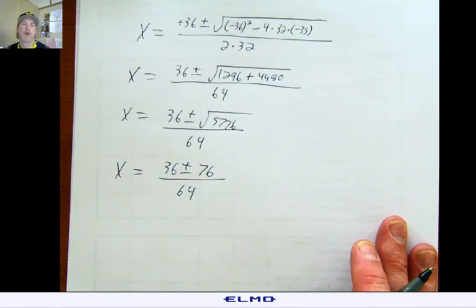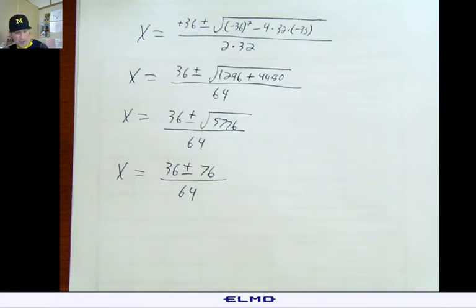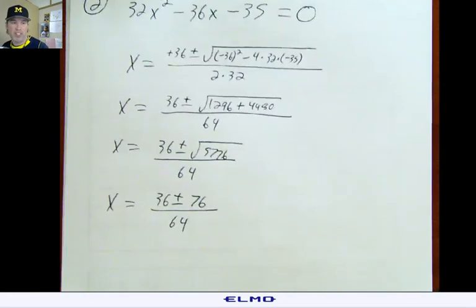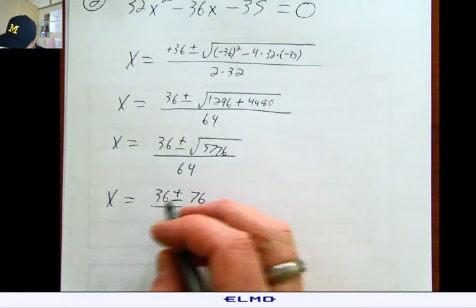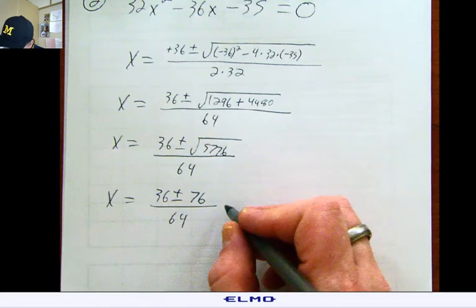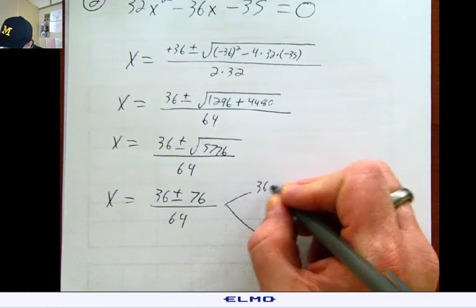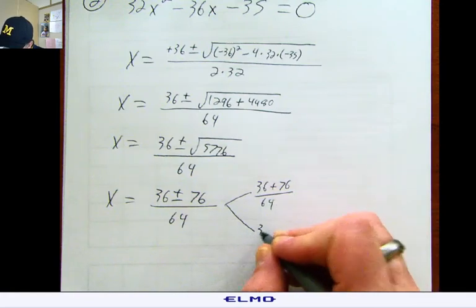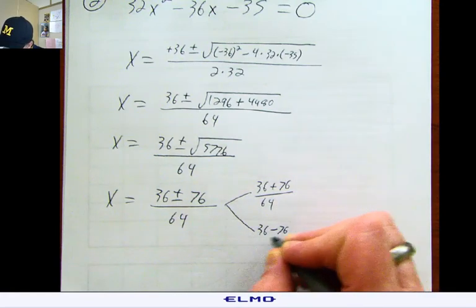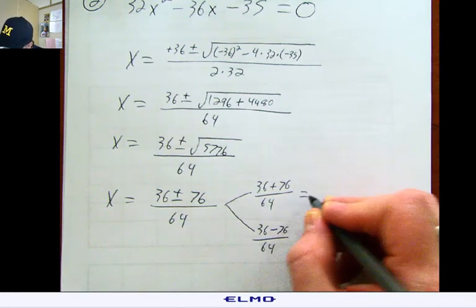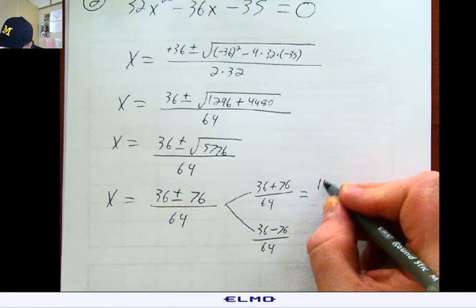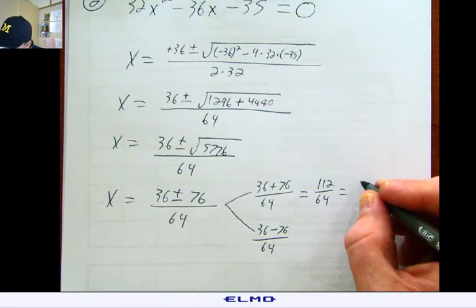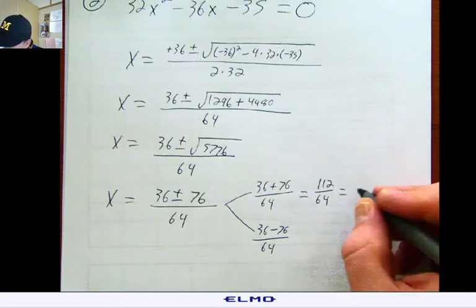You'll never encounter a problem with numbers this large. I'm just trying to make an example that when the numbers are this large, it's still doable. I would break this into two separate equations. So you have 36 plus 76 over 64 and 36 minus 76 over 64. Let's see, when you add them, you get 112 over 64. Those are both divisible by 2. Well, they're both divisible by 4.